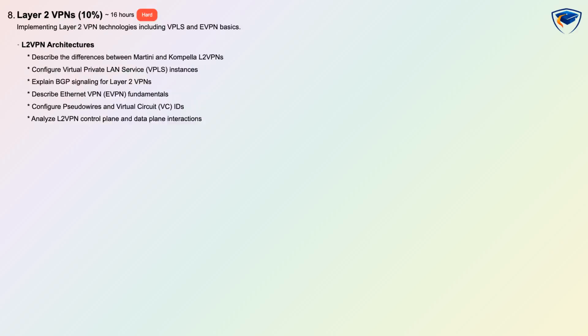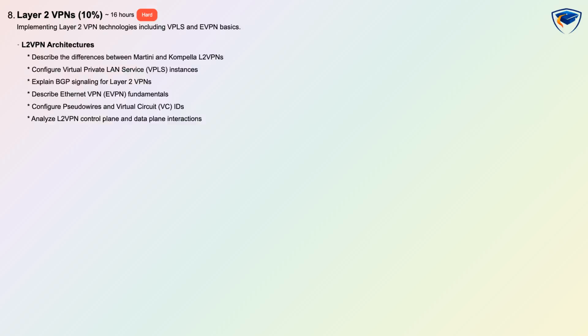Layer 2 bridging and VLANs is 10%, easy, with about 8 hours and hands-on plus conceptual assessment. You will configure VLANs and 802.1Q tagging, work with IRB interfaces for integrated routing and bridging, and learn MAC learning and aging behavior. The domain also covers spanning tree protocol variants, VLAN tunneling like Q-in-Q, bridge domains, and L2 loop prevention mechanisms.